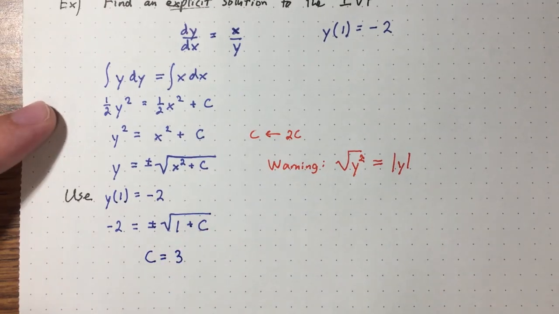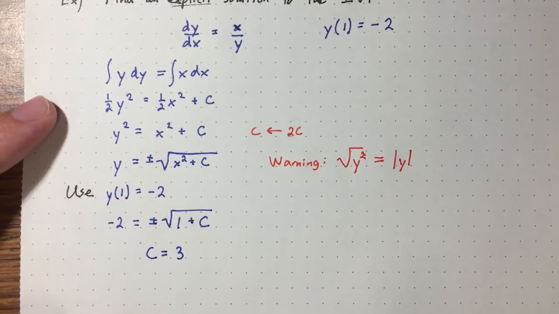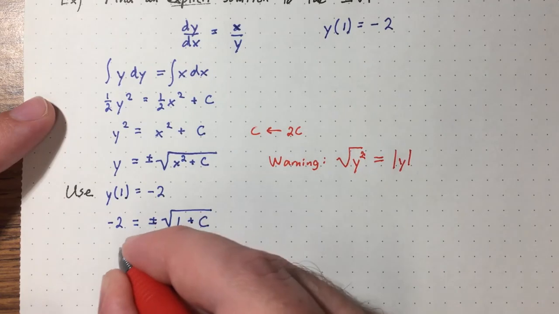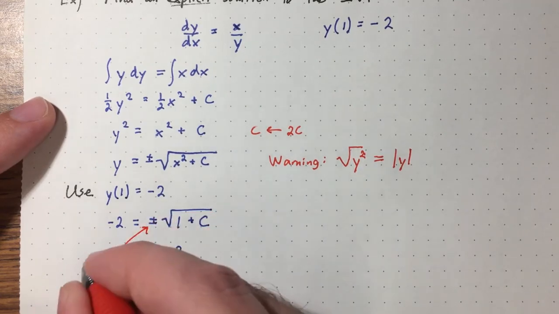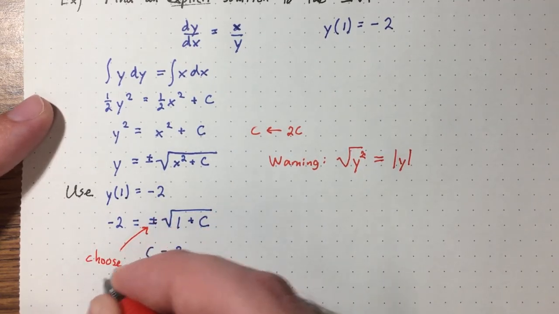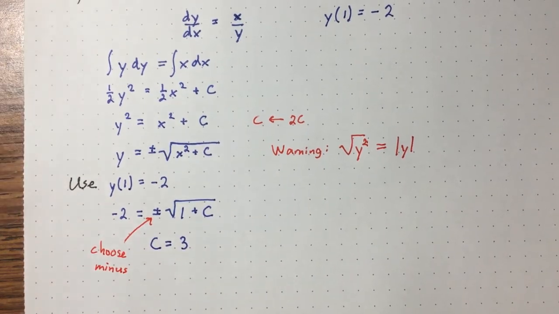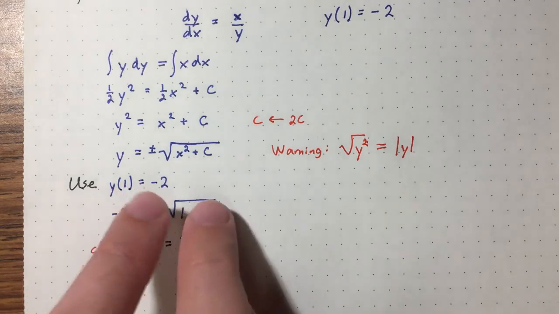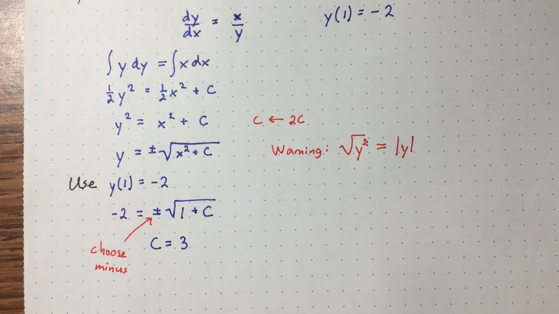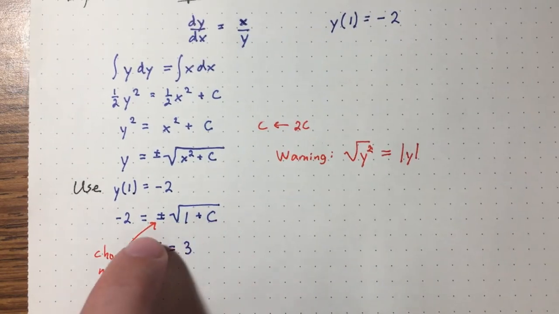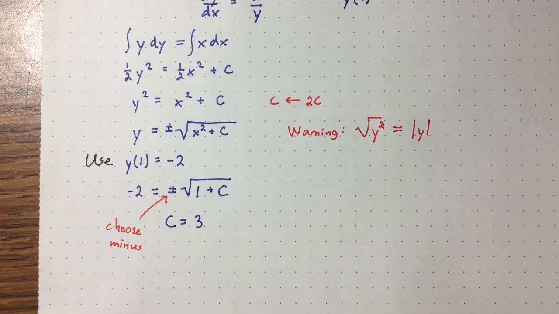But there's something else going on here. In order to get this -2, we actually had to choose the minus, right? So we have to choose the minus for our particular solution here. Because otherwise, we can't satisfy this initial condition, right? So we have two elements of choice here. We're choosing a value for c, and we either have to choose the plus or the minus.